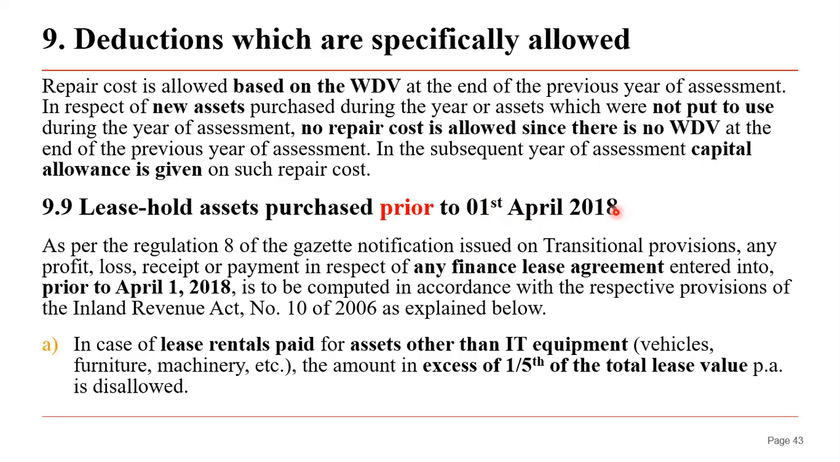Under the previous Act, they allowed lease allowance as a deduction. These allowances were added to whatever interest cost was charged to the P&L, and they could claim lease allowances based on the asset type. Then we will discuss in detail here.